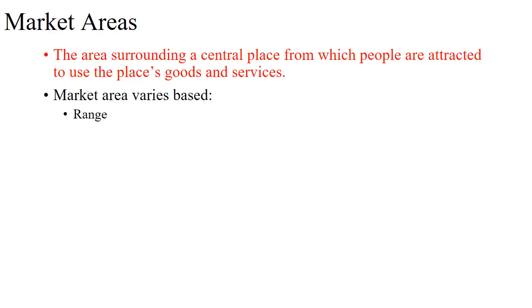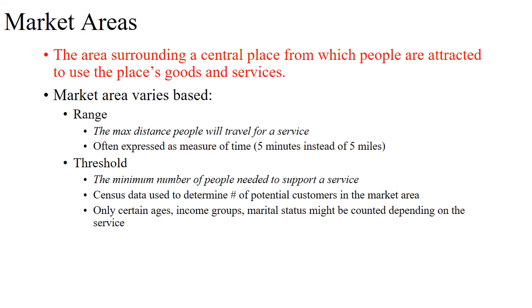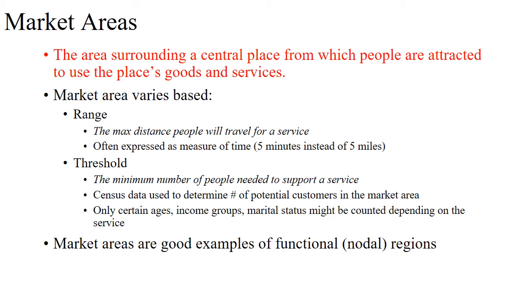So one of the key parts of central place theory is the idea of a market area. A market area, once again, is the area surrounding a central place from which people are attracted to use that central place's goods and services. And the way that a market area is going to be determined is by taking into account the range and threshold of that service, okay? The range of a service is considered to be the maximum distance people are willing to travel for that service.